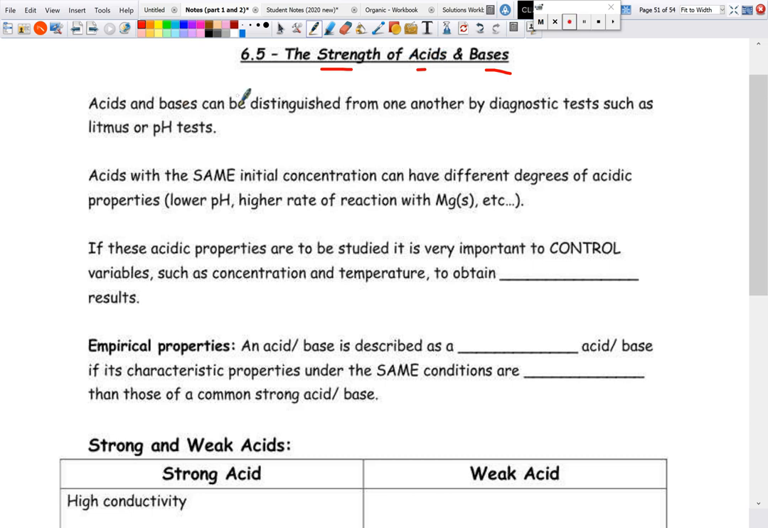As you can read right here, acids and bases can be distinguished from one another by diagnostic tests such as litmus or pH tests, and of course indicators and stuff like that. Now, acids with the same initial concentration can have different degrees of acidic properties. That means different pHs, so we can have different acids at 1 mole per liter. If we're comparing hydrochloric acid to citric acid, they're going to have different pHs, and they can even have higher or lower rates of reaction with magnesium.